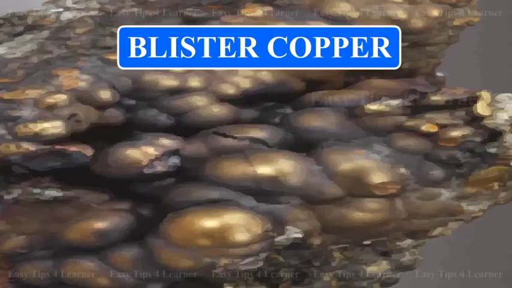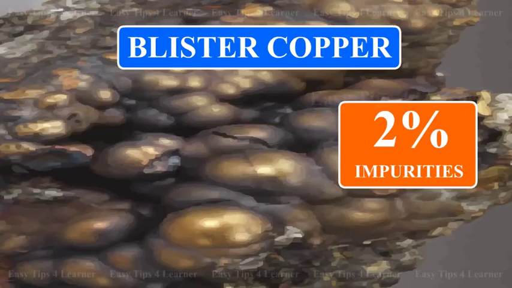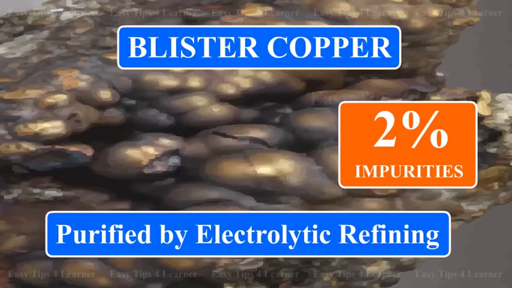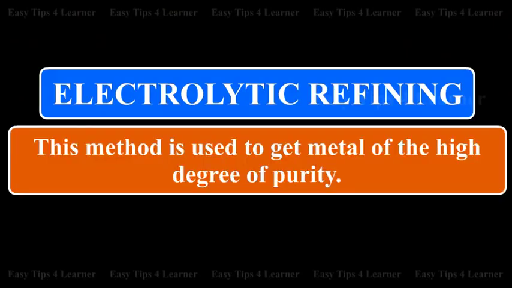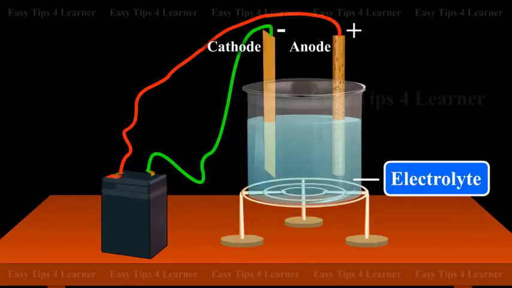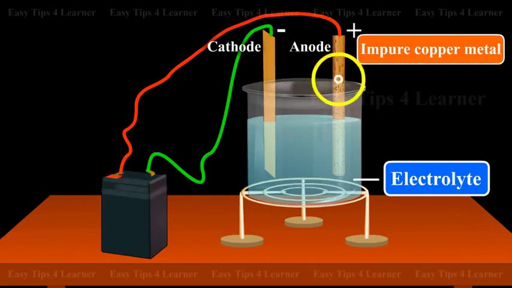Refining. Blister copper contains about 2% of impurities and it is purified by electrolytic refining. Electrolytic refining. This method is used to get metal of high degree of purity. For electrolytic refining of copper, a block of impure copper metal acts as anode.